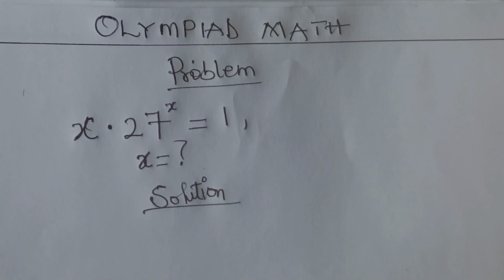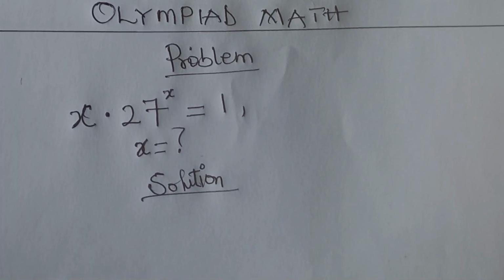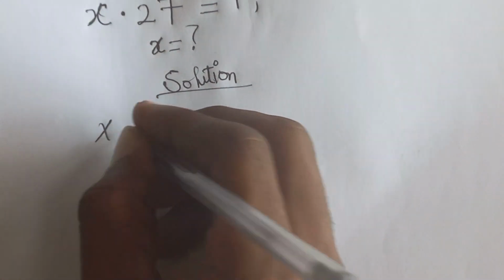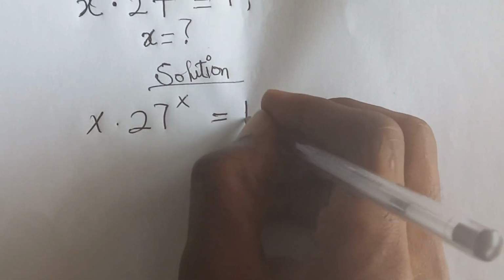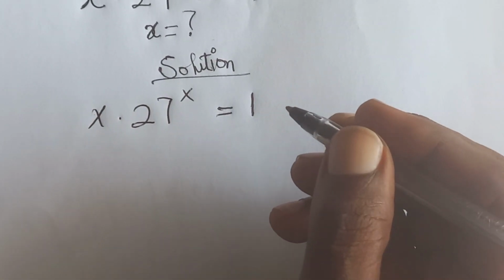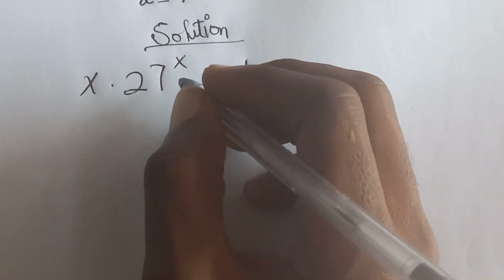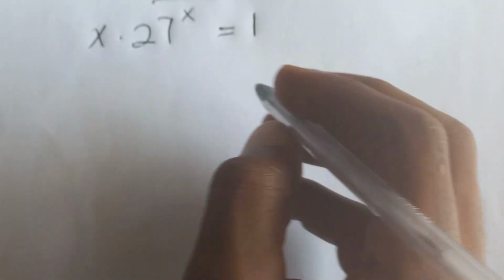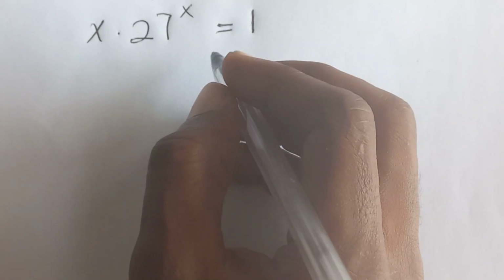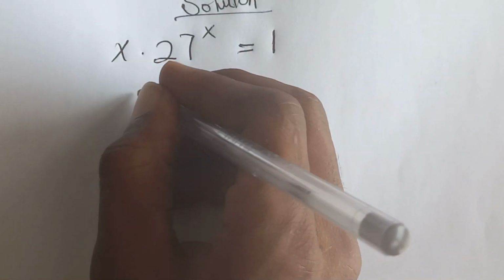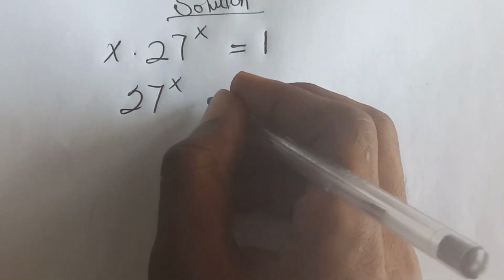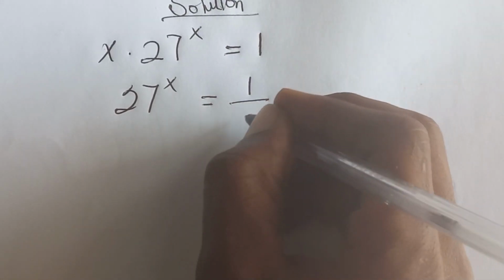So today we are looking at this question: x multiplied by 27 exponent x is equal to 1. To solve for x, we know that we can divide both sides by x. So dividing both sides by x, we have 27 exponent x is equal to 1 on x.